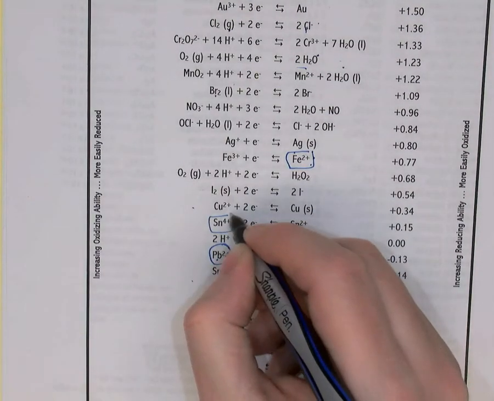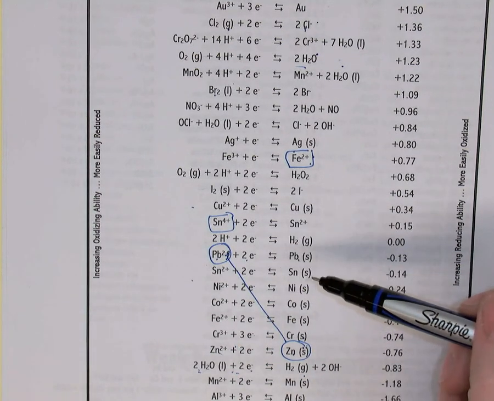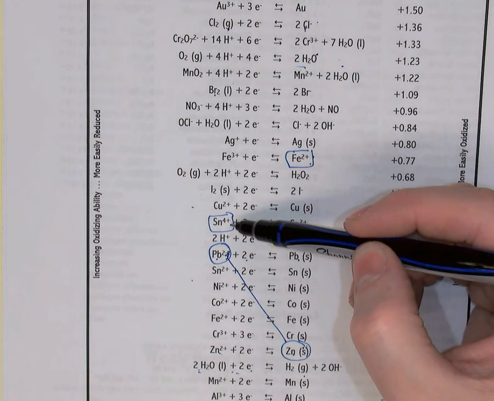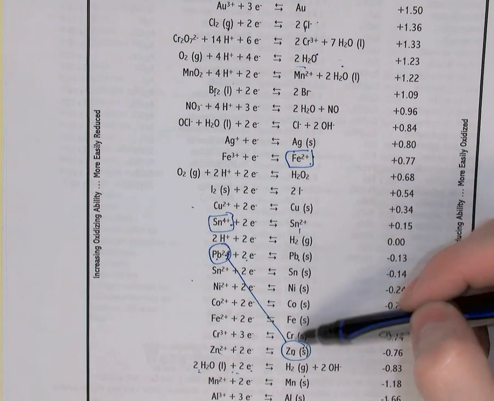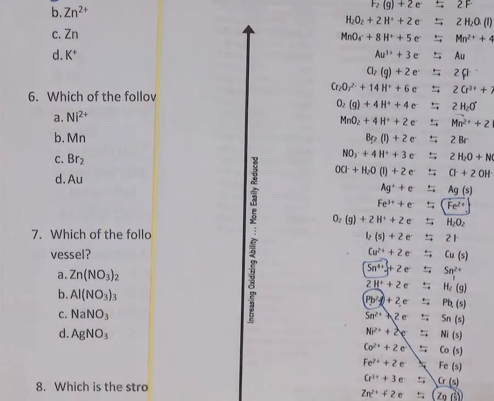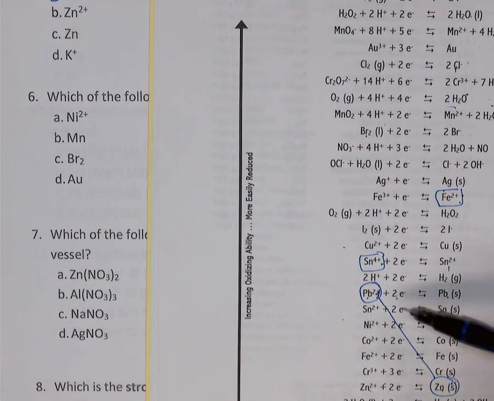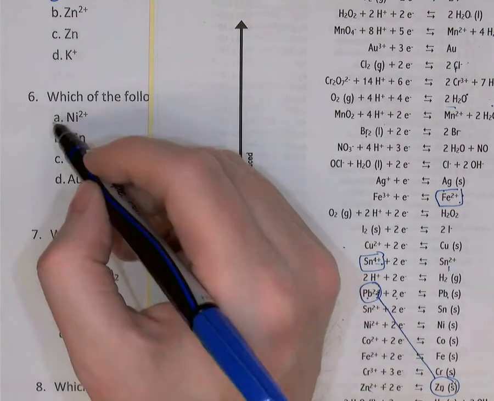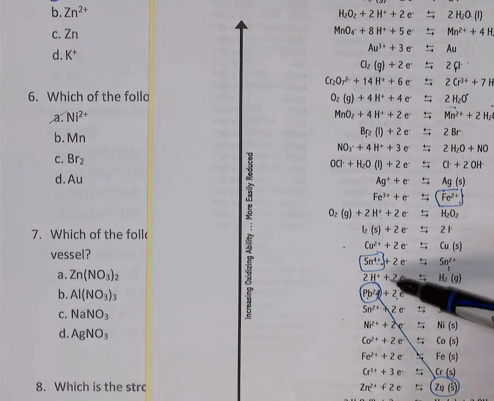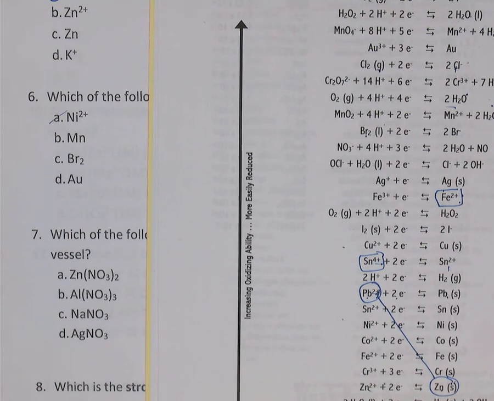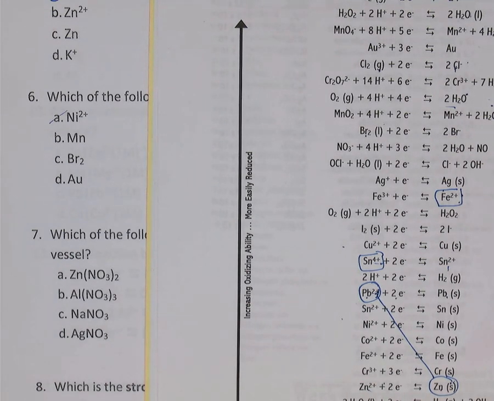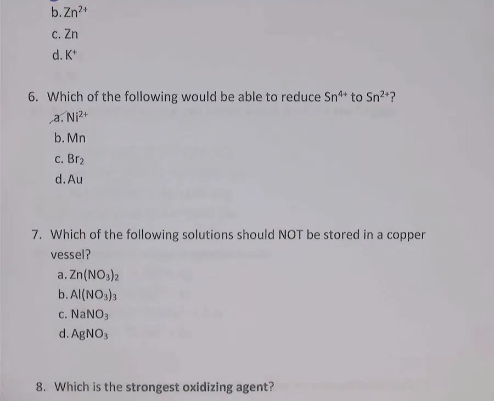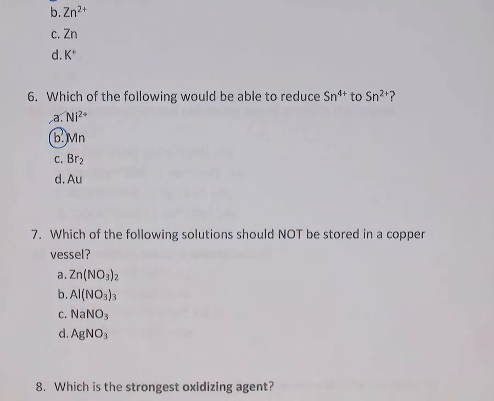So here's Sn4+. It's on the left side of our table, so by the same pattern, it will react with something on the opposite side, on the right, and below it. So looking at the choices that we were given, Ni2+, well, nickel is below the tin, but the Ni2+ is on the wrong side, so that's not a possible answer. Manganese, Mn, is on the opposite side and below, so manganese looks like a good choice. Bromine is above our reaction, and the gold is also above, so the manganese was the best choice.